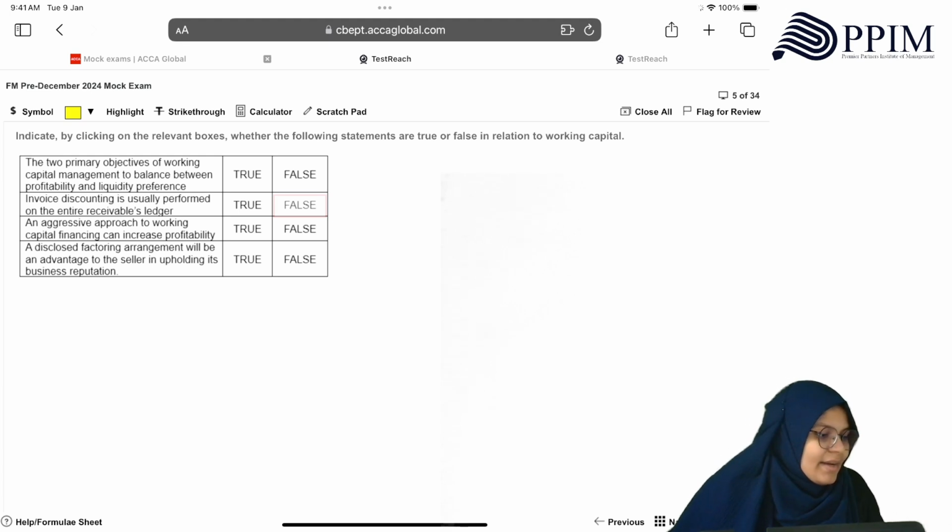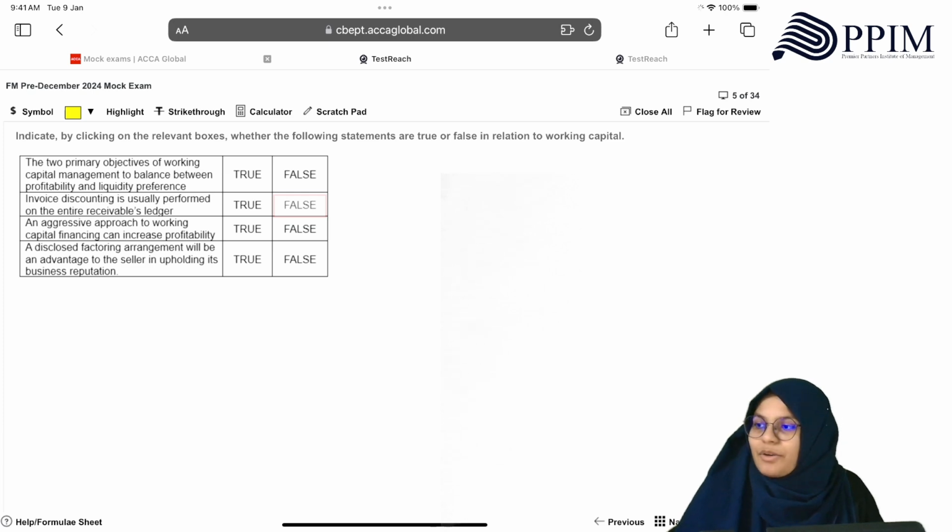Third is saying an aggressive approach to working capital financing can increase profitability. I'm sure you know this. Aggressive nature means we don't care about whether we have cash in hand for any emergency. Okay, we just want profit. Okay, so we want to focus on profitability. That is what we do if we have the aggressive approach.